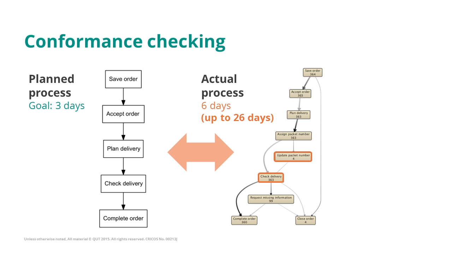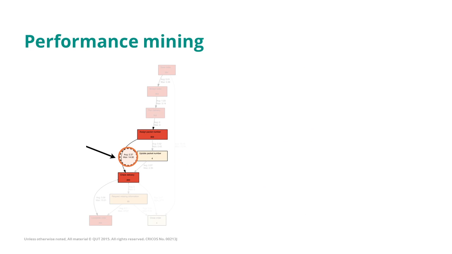Like, for example, identifying activities that are not meant to be executed and that lead to delays in the actual cycle time. Performance mining, on the other hand, allows us to obtain detailed performance measurements along different dimensions, whether that is cost, cycle time, or even quality, both on a static level as well as on a dynamic level.